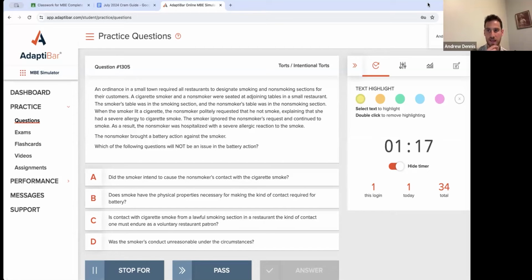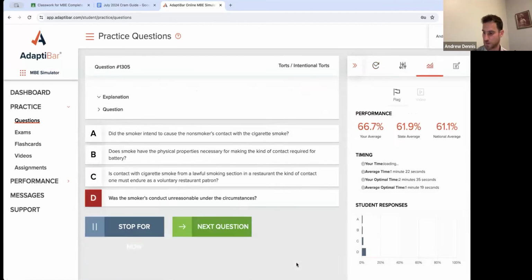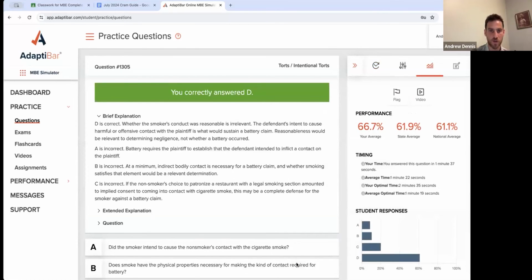Gabby's saying D, and everyone in the direct messages has been saying D. We like D here because it says what is not an issue. The reason it's not an issue is because it's battery, and battery is an intentional tort. So let's go with D. D is correct. Whether the smoker's conduct was reasonable is irrelevant. The defendant's intent to cause harmful or offensive contact with the plaintiff is what would sustain a battery claim. Reasonableness would be relevant to determining negligence, not whether a battery occurred.